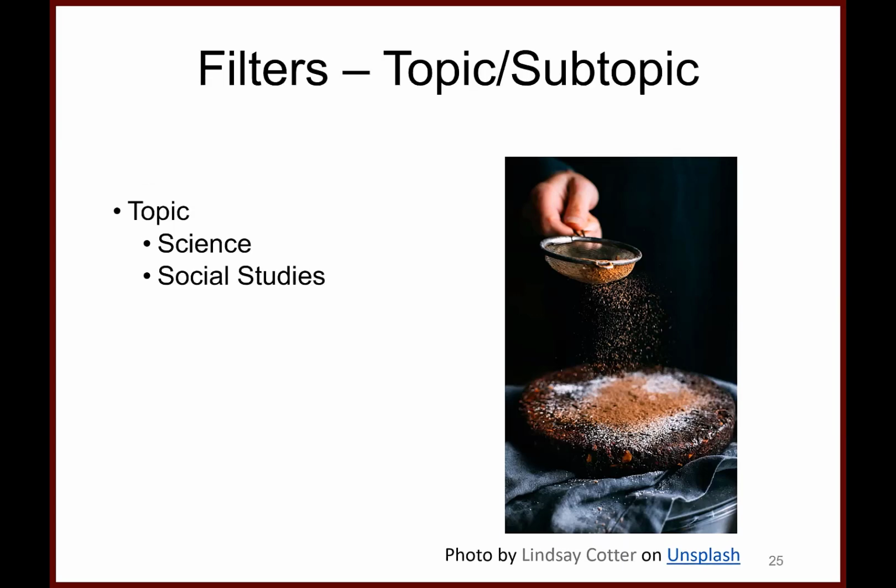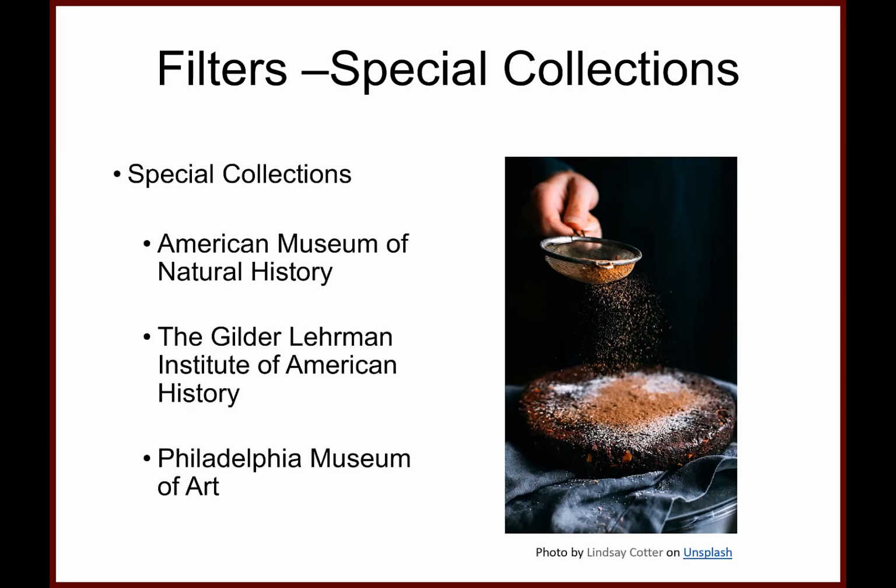You have filters by topic and subtopic. They are broken down into science and social studies. We're going to talk about special collections, which are excerpts from the American Museum of Natural History, the Gilder Lehrman Institute of American History, and the Philadelphia Museum of Art.